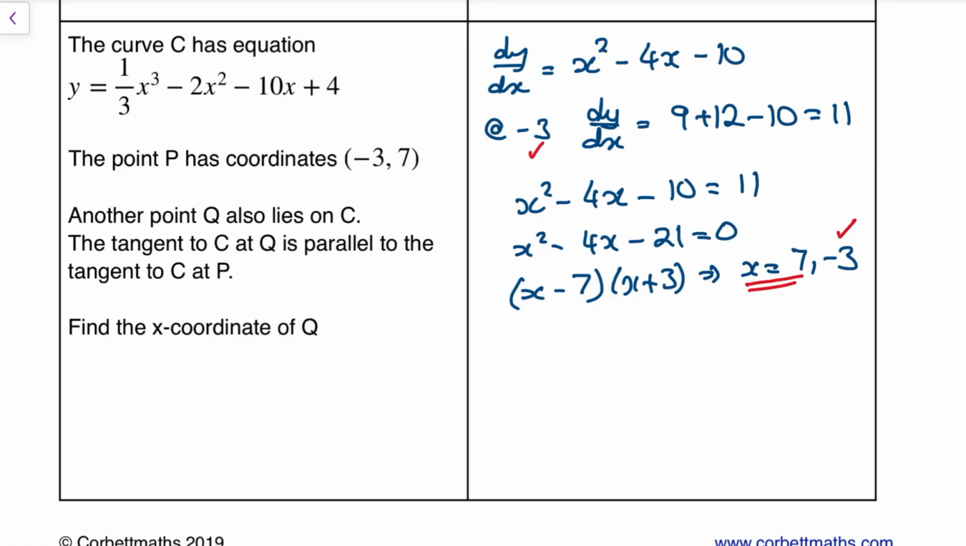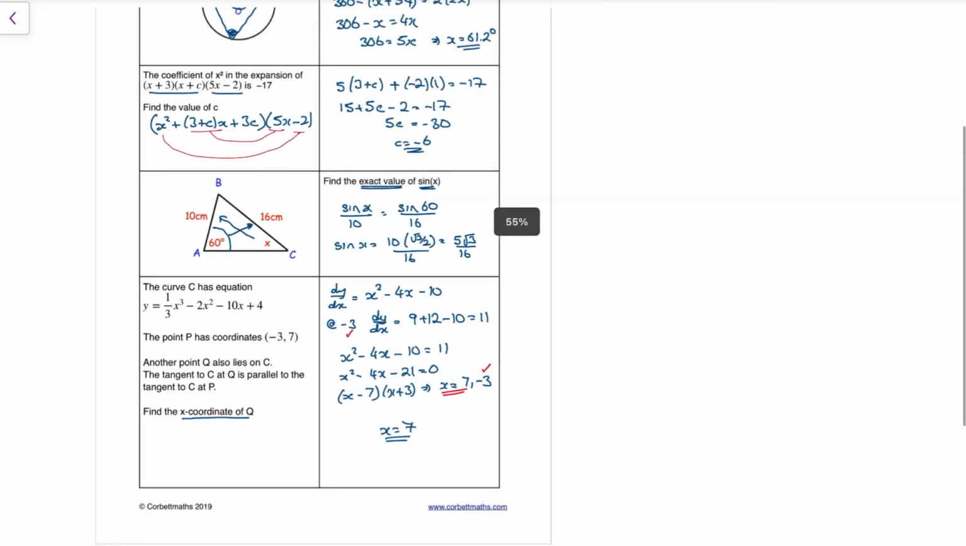What does the question want me to do? It wants me to find the x coordinate of Q. So actually I don't need the y, I just need the x. So my answer is that x is 7, and again, that's just for the Q coordinates. And that is today's final question done.